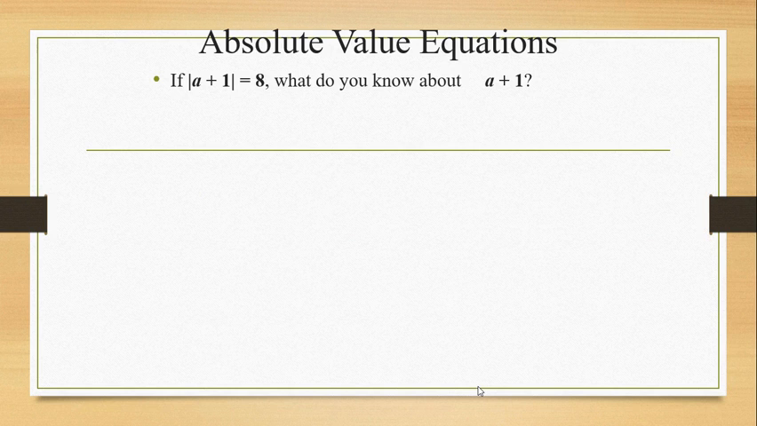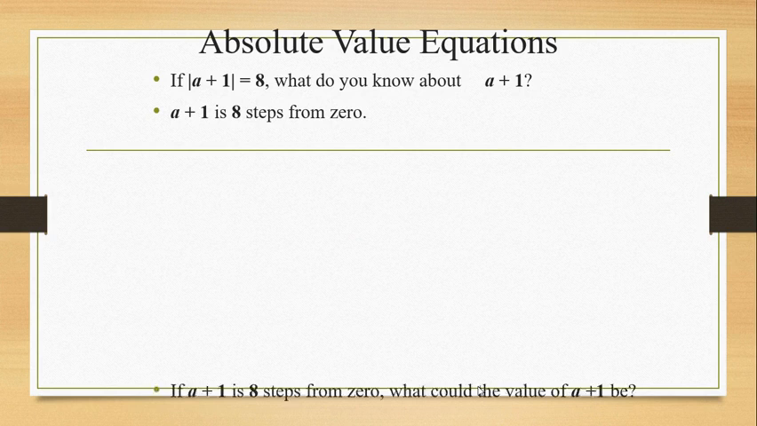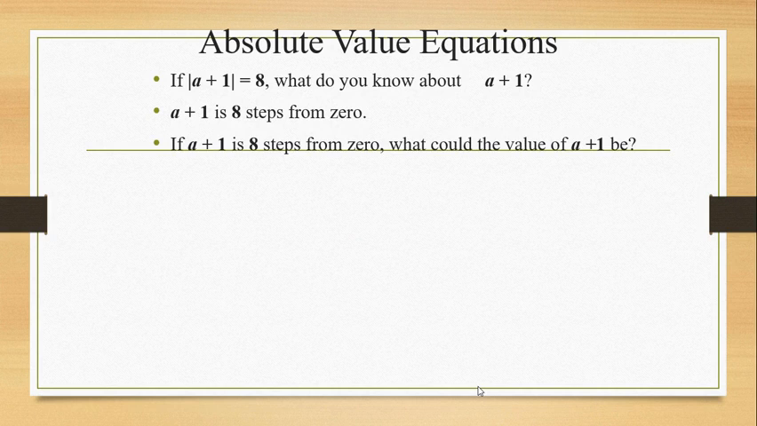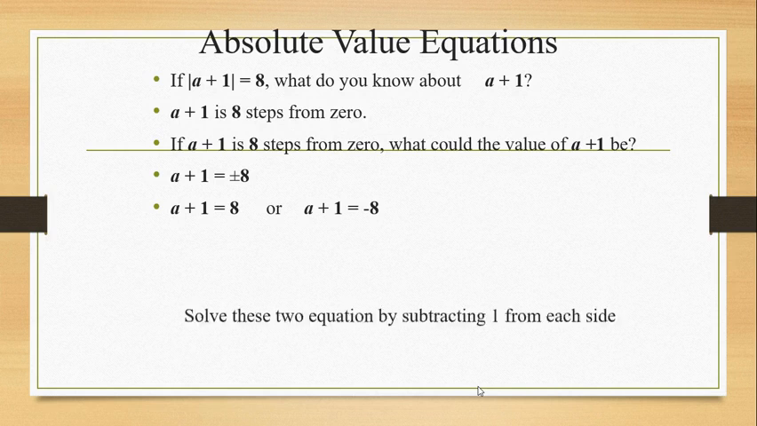If the absolute value of a plus 1 equals 8, what do you know about a plus 1? A plus 1 is 8 steps from 0. If a plus 1 is 8 steps from 0, what could the value of a plus 1 be? So we have a plus 1 equals plus or minus 8. Notice we always take the number that's on the right and take the positive and negative values of it and set it up as two equations. So we have a plus 1 equals 8, or we have a plus 1 equals -8.